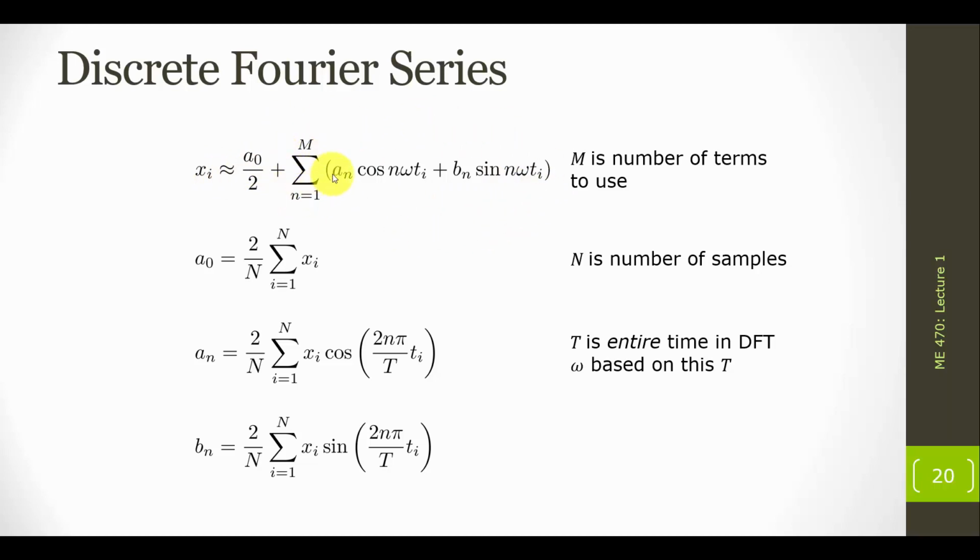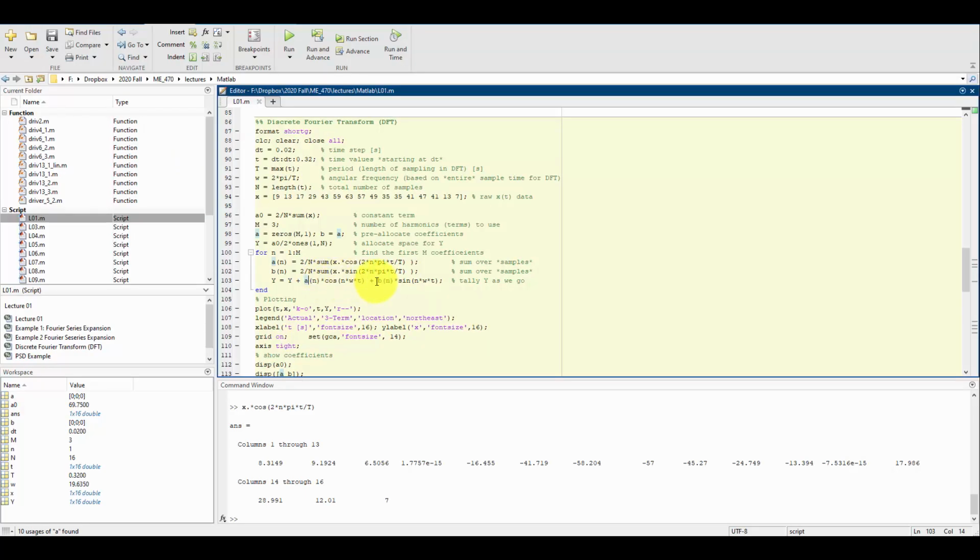So I found my AN and my BN inside that loop, so each one gets multiplied by the cosine term, and then the B by the sine term, and I'm going to keep adding this to what I'm calling capital Y as I go through my loop. So again, back to the code. So y is being built up.